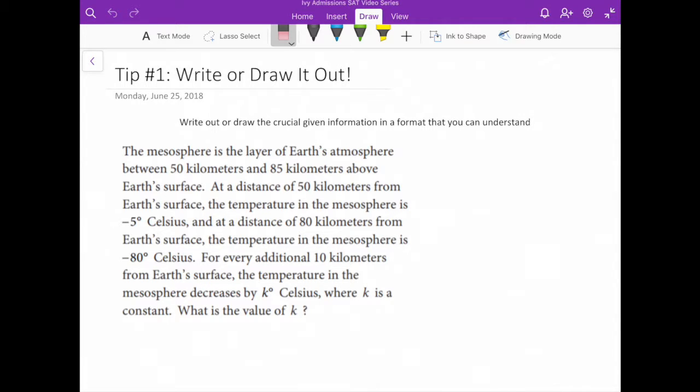So what we're going to do today is we're going to take this quote-unquote difficult problem on the SAT and really dig out the facts and draw it in a way that makes sense to us. And honestly, after that, the question becomes pretty easy.